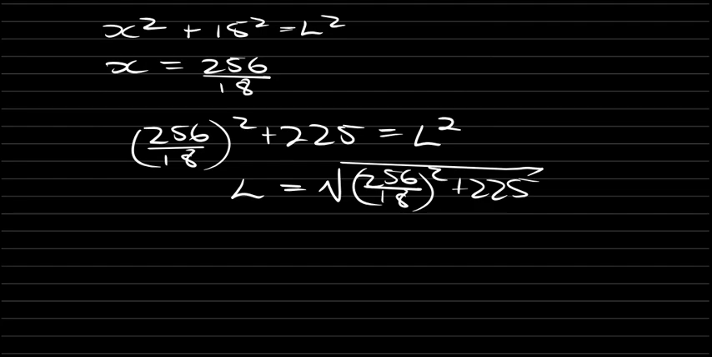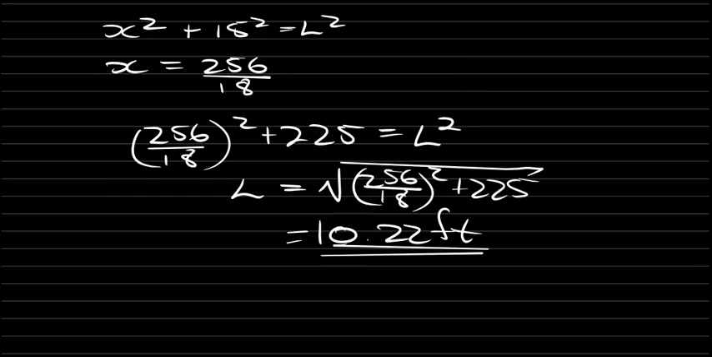Just give me a second. When you put this into the calculator, we end up with an answer of something like 10.22 feet. That is how long our ladder is, and we've done it by solving a system of equations simultaneously.